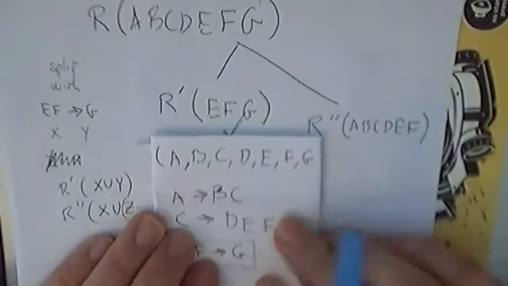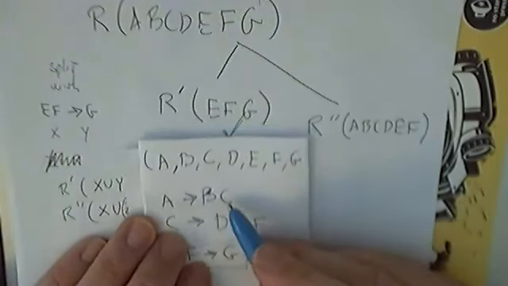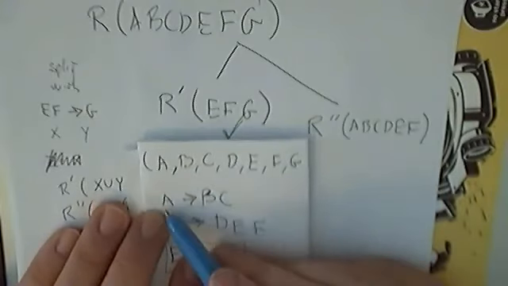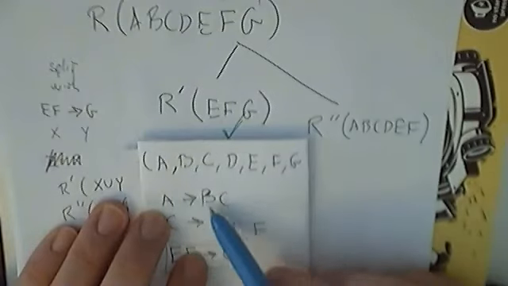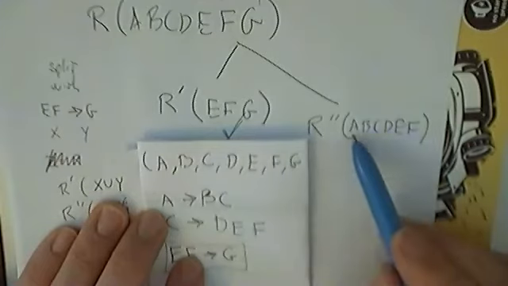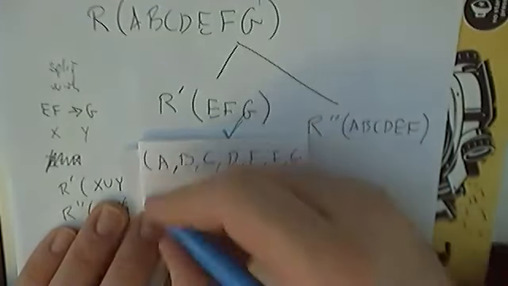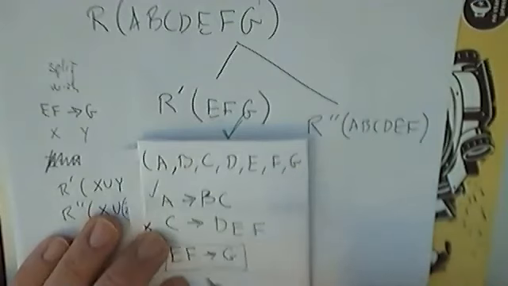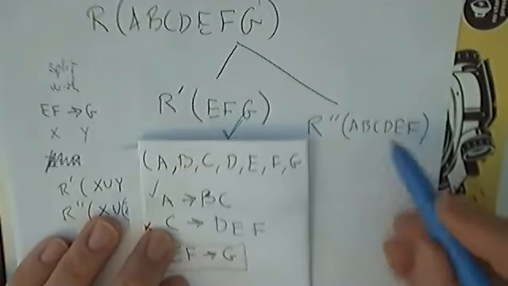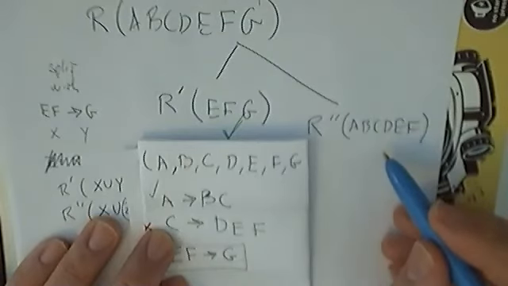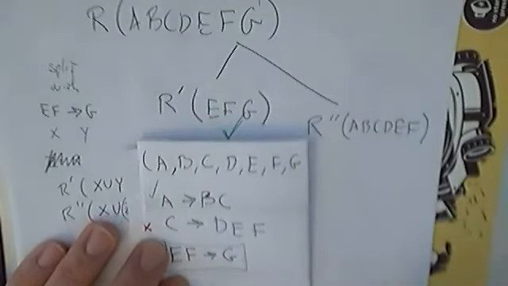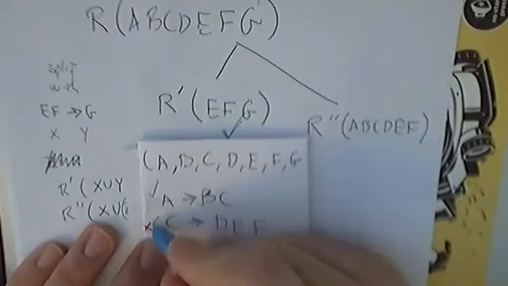Okay, so we're going to have to ask our question. Does A go to B, is A a superkey of this R double prime? Well, if I'm given A, I get B and C, and then with C, I get D. Yeah, so A is a superkey. So this one is fine. No problem. However, this one right here is little c. Is it a superkey of this relation? The answer is no, it is not.